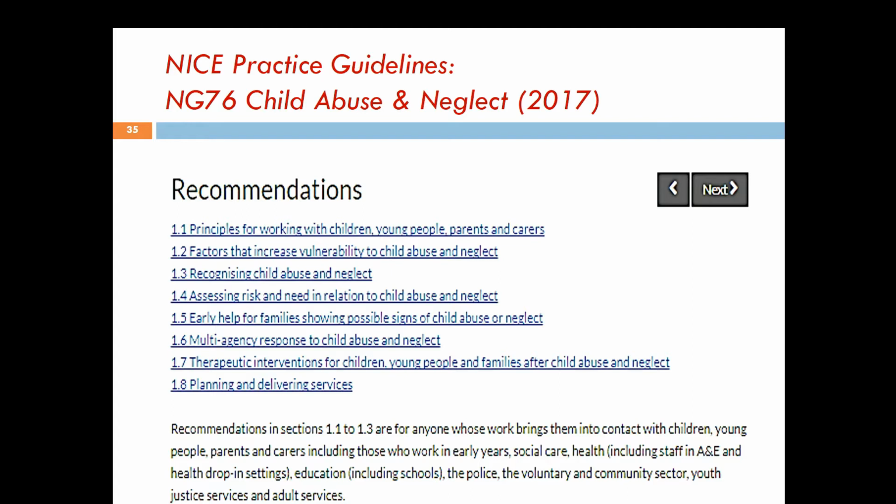What's the best kind of guidelines that tell us the factors that increase vulnerability to child abuse and neglect? Almost all factors are related. So the best guidelines tell us, according to evidence, these are the factors that are consistently shown by research to be related to increased vulnerability. Recognizing how to assess child abuse and neglect, assessing risks and needs in relation.